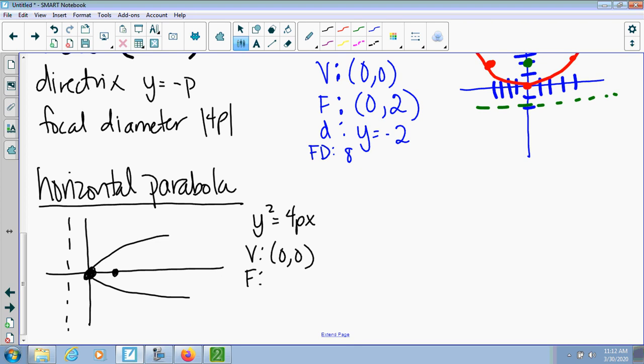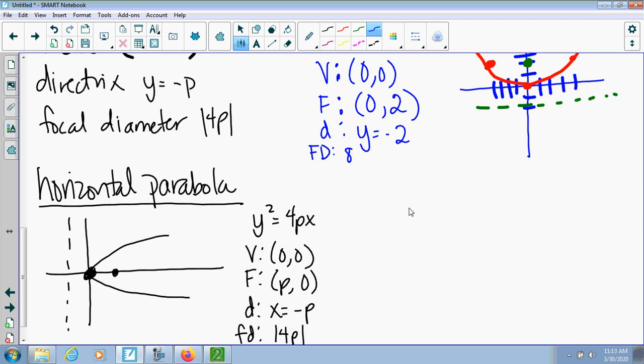Our focus, let's see, the x value in this case is going to be p. The y value is going to be 0 since it's on the x-axis. The directrix is going to be x equals, because it's an up and down line, negative p. And then your focal diameter will be the absolute value of 4p, just like it was before. So the only difference when you're doing the horizontal versus the vertical is that when you have your focus, the actual p-value is in the x position, and the directrix is x equals instead of y equals. So all your x's and y's are swapped when you're talking about a horizontal parabola.